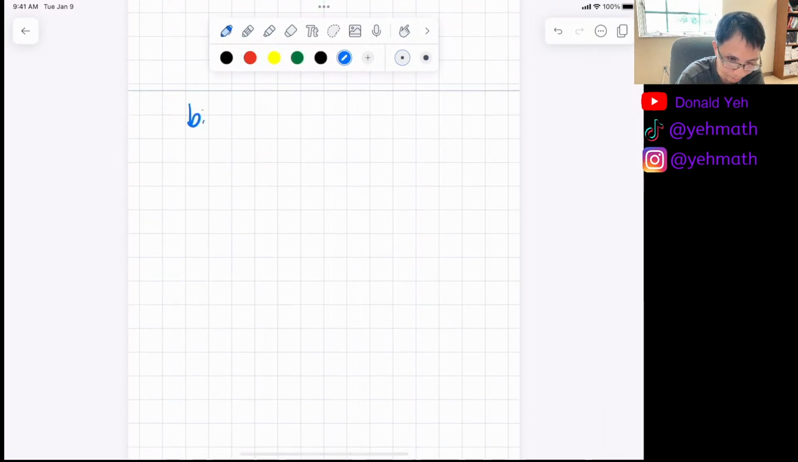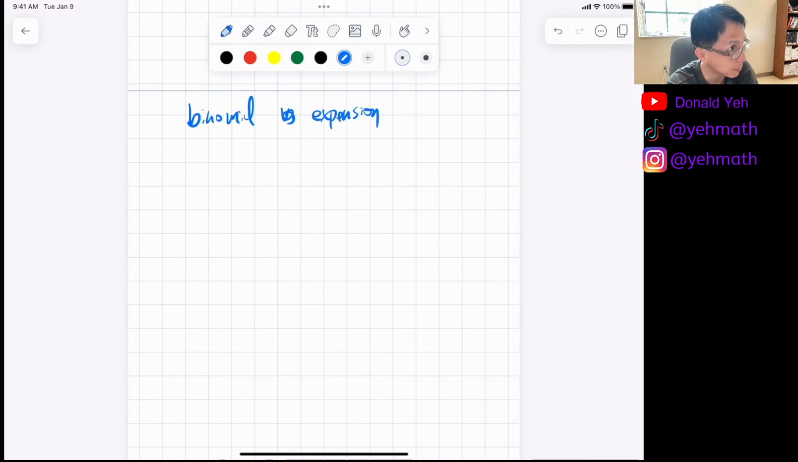Binomial expansion. Now I'm going to send you a video to watch. I personally love binomial expansion. The reason why I like binomial expansion is there's actually a lot of math to it, and I don't have time to get to it.